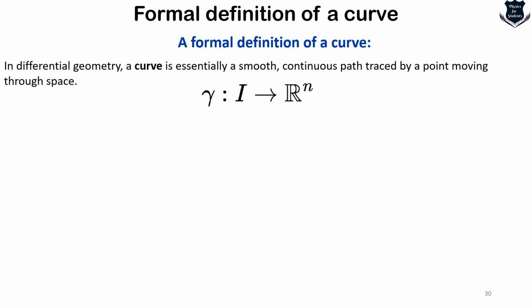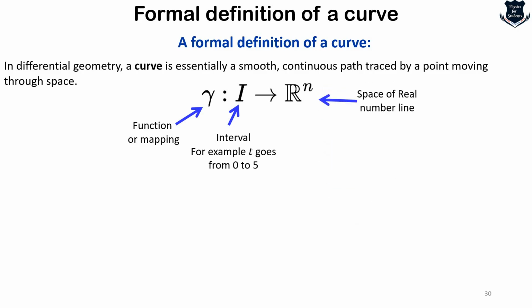I would like to give you an understanding of what this equation is all about. Here gamma is called a function or mapping. You can say gamma is a kind of machine or a recipe. I is an interval for a timeline. For example, it goes from 0, 1, 2, 3, 4, 5. And this is nothing but space in 2 dimensions, like 2D x and y, in 3 dimensions x, y, and z, and so on. So it can be R^n.